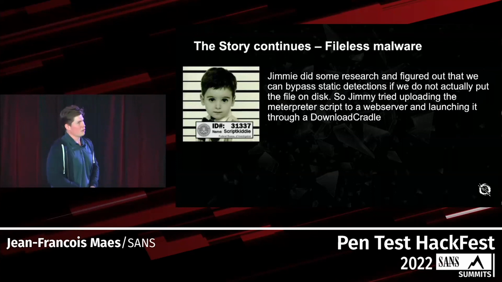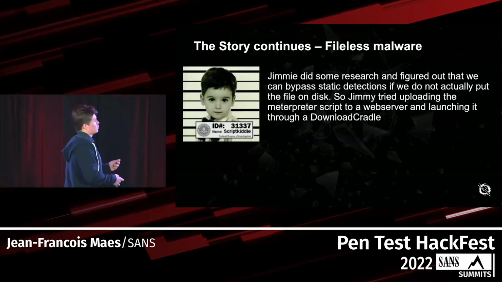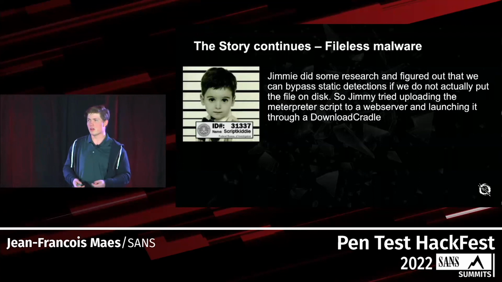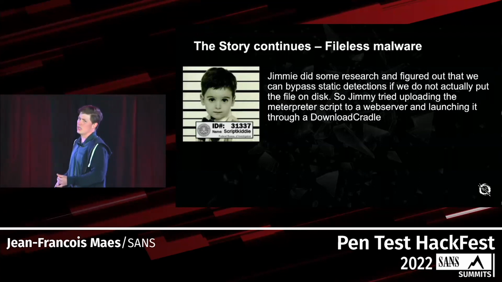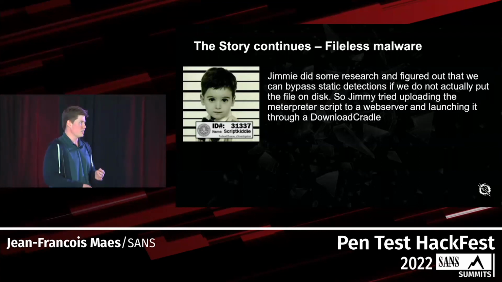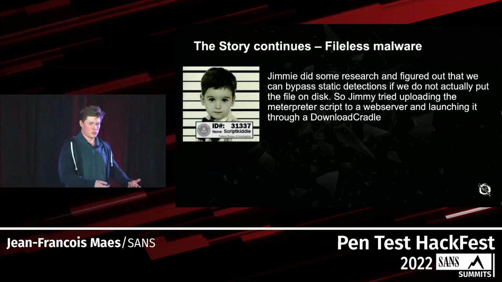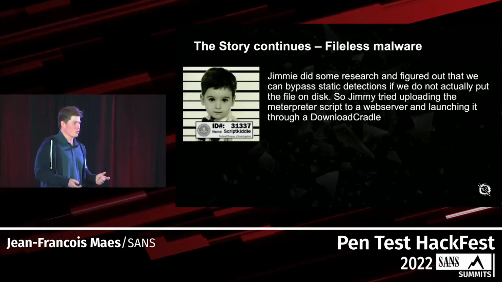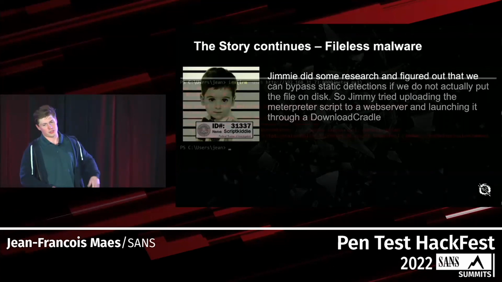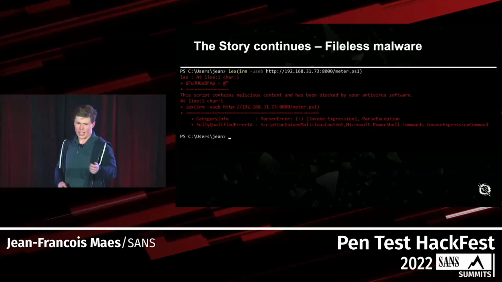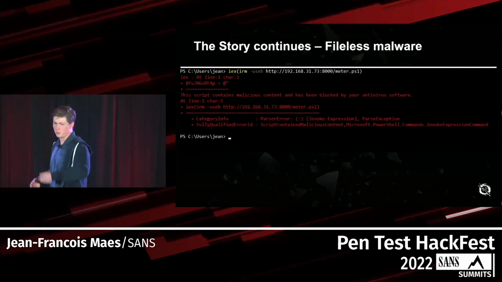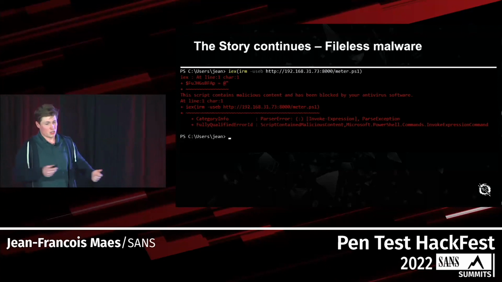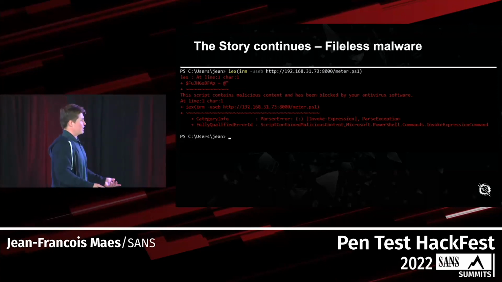Now, Jimmy found out that if he doesn't drop anything to disk, so again, with fileless malware, he could potentially bypass this, especially in the case of PowerShell. So instead of sending the entire PowerShell script to someone and having that person execute it, he created a new PowerShell script that is just a download cradle, right? So the IEX, IRM, use basic parsing, and then just pointing it to the PowerShell script. Unfortunately, still he gets a warning.